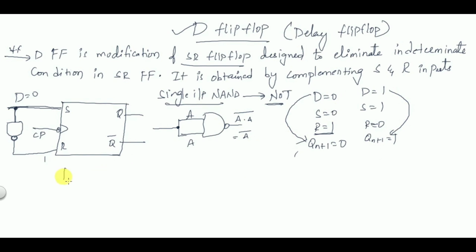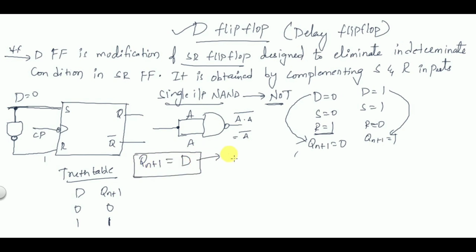If you want to write the truth table, how can you write it? D and Qn plus 1. If you give D as 0, you get Qn plus 1 as 0. When you give D as 1, then you get Qn plus 1 also as 1. So what will be the characteristic equation? The characteristic equation is Qn plus 1 is equal to D. So this is the characteristic equation of D flip-flop.